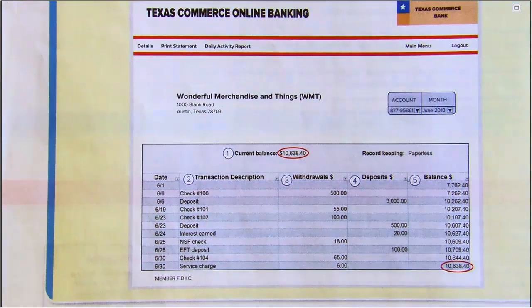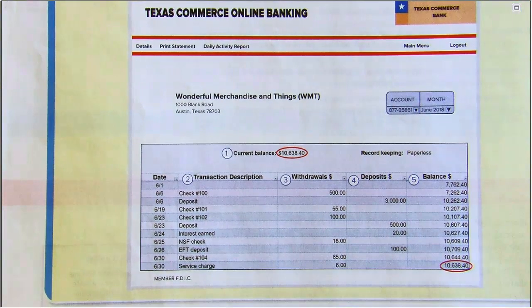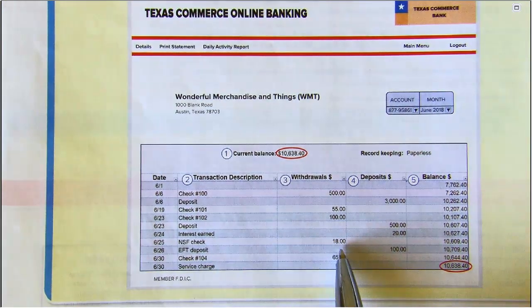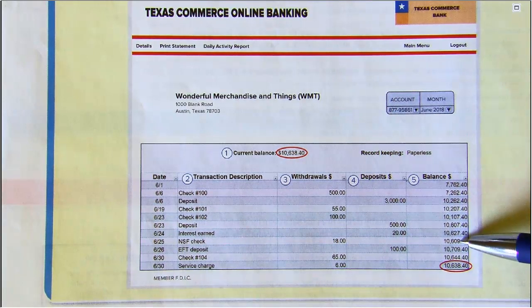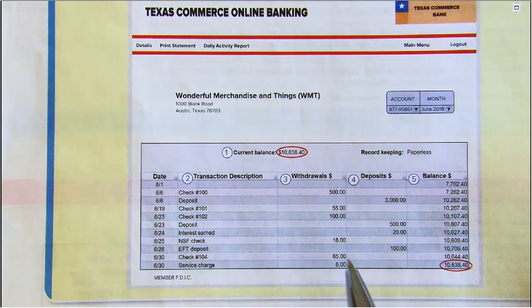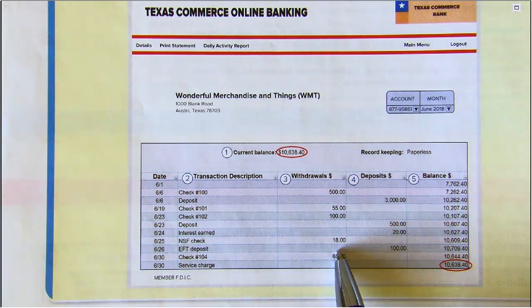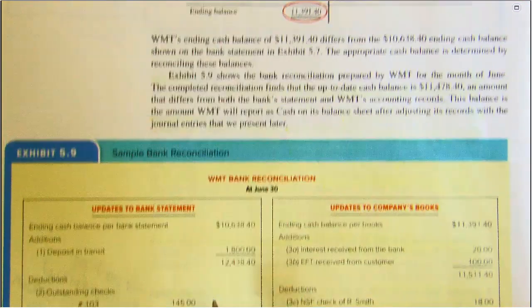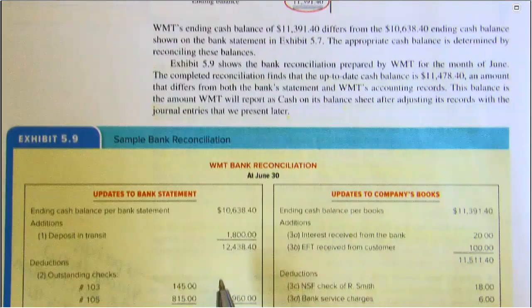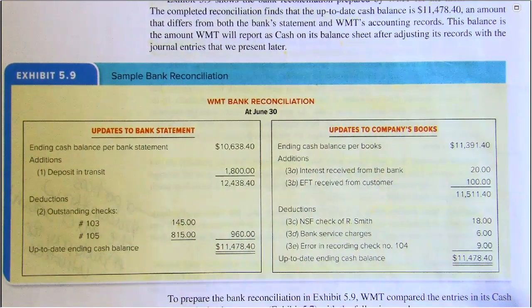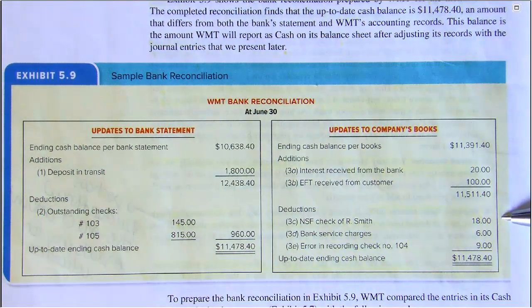Let's see if there's anything else. Right under interest earned, we have the NSF check deduction. And if you're unsure whether it's a deduction or an add, just look to see what happens to your balance. Is it going up or down? In this case, it's a deduction. And I don't see a deduction on our T account for the NSF check, so we need to show it as a deduction on the company's book side of our reconciliation.